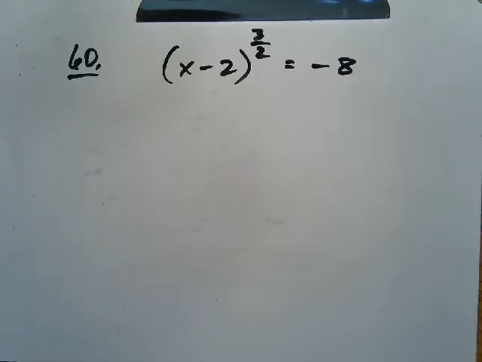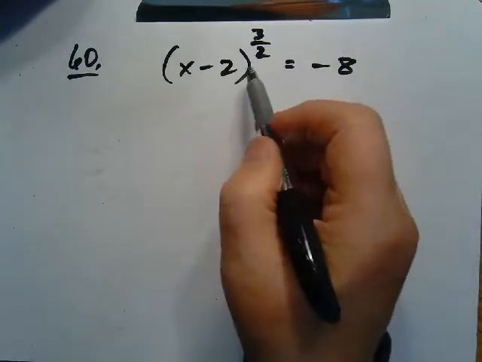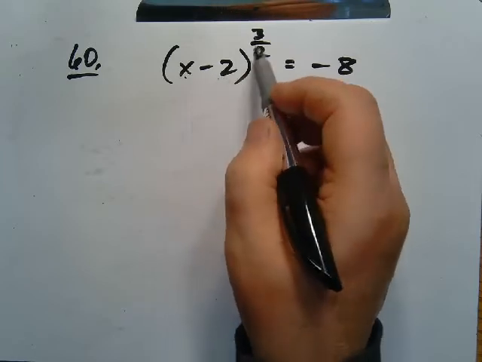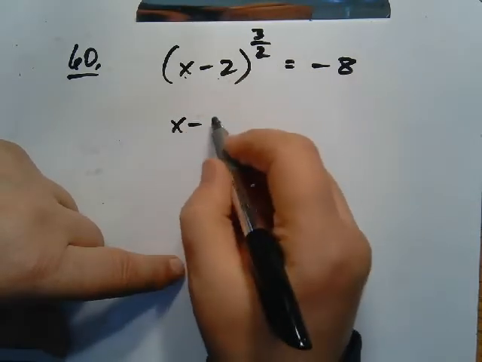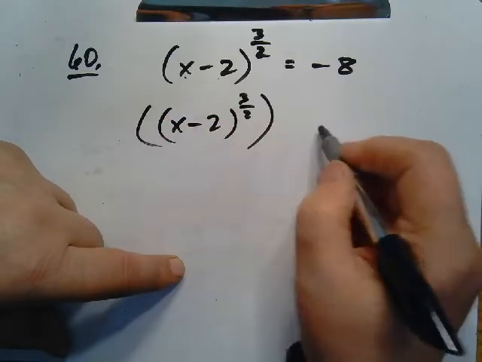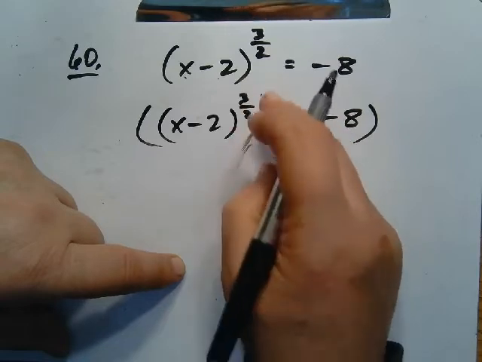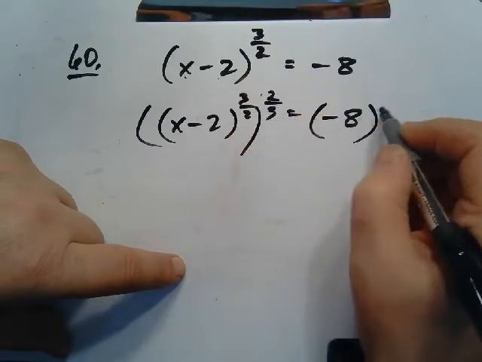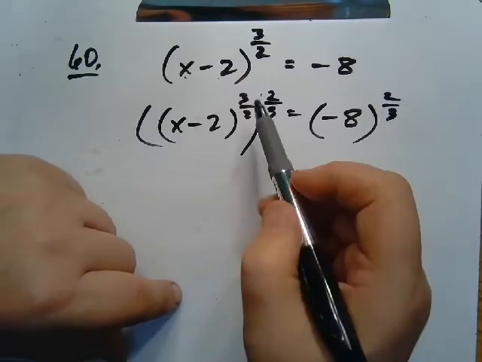All right, let's go ahead and do this one. I want to get x, so I need to undo in the reverse order. What's been done to x? Well, 2's been subtracted, then it was raised to the 3/2 power. How do I undo raising something to the 3/2 power? What I'm going to do is raise both sides to the reciprocal power. The reciprocal of this would be 2/3. So I'm raising both sides to the 2/3 power.